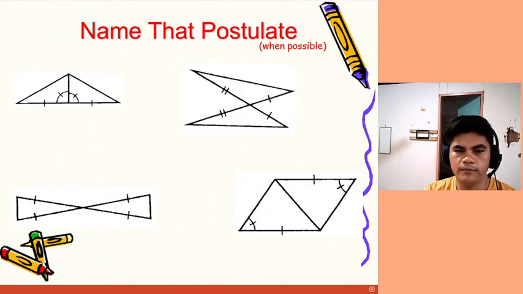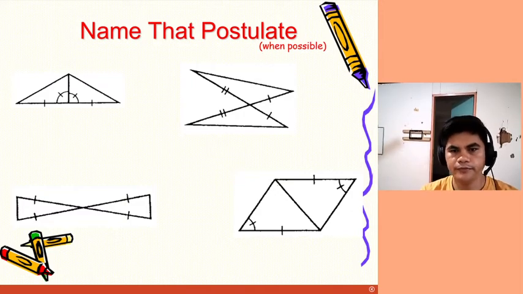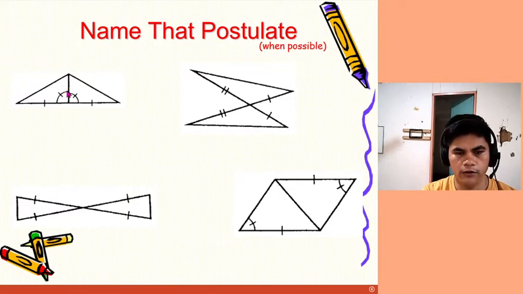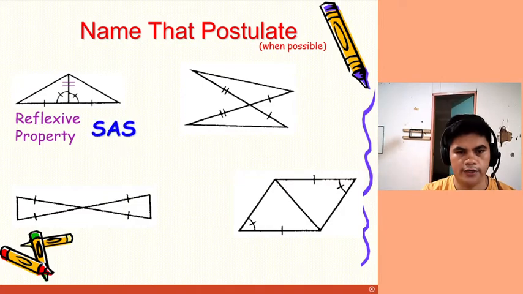Now we are going to name that postulate, whenever it is possible. On the first pair of triangles here, we have side, we have angle, and we have a shared side. Again, we have a side which is equivalent to this side, an angle which is equivalent to this angle, and a common side. Therefore, we can prove that these two triangles are congruent by reflexive property, and that is SAS postulate, side angle side postulate.